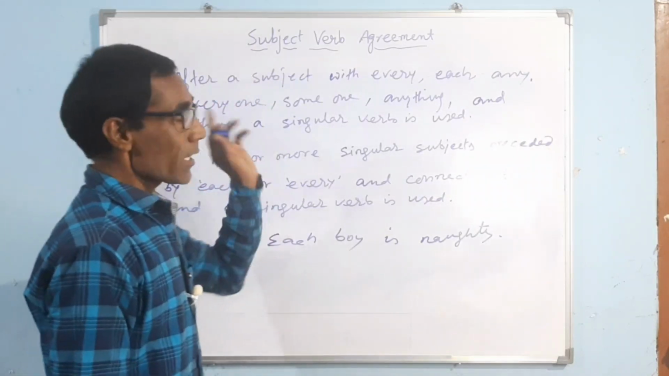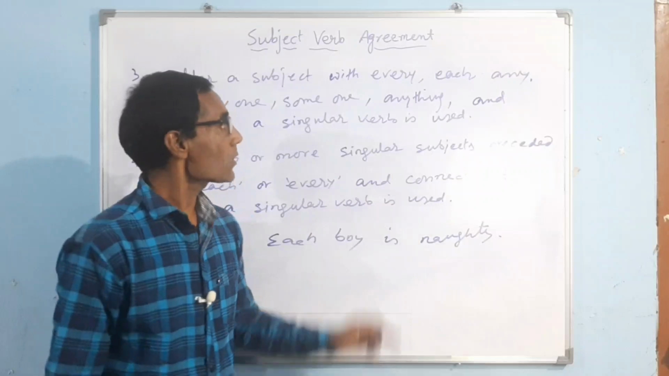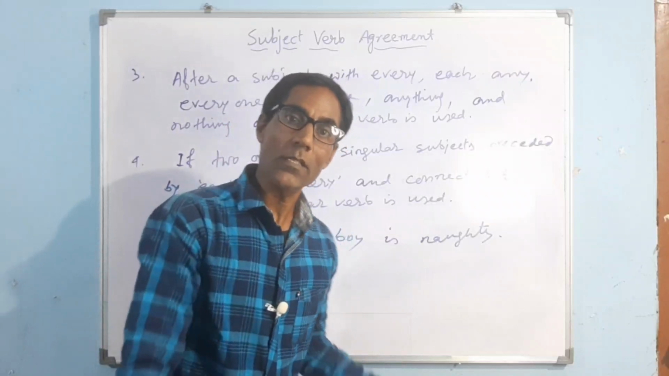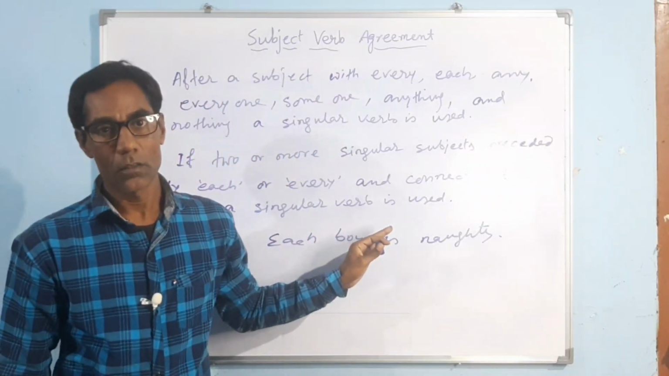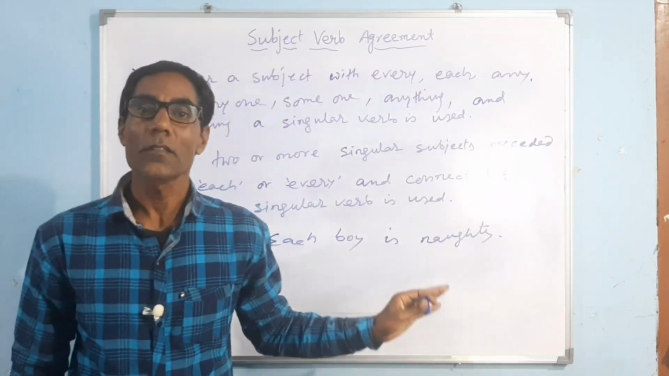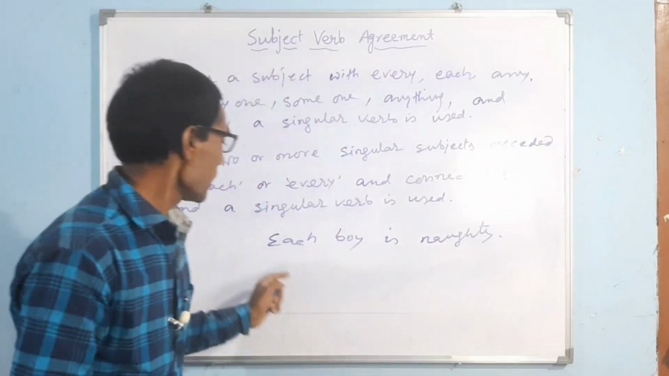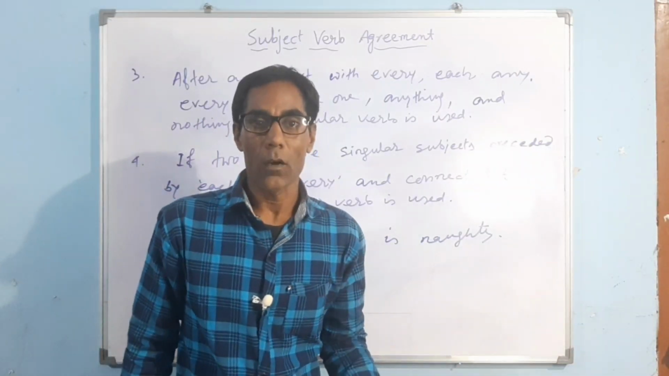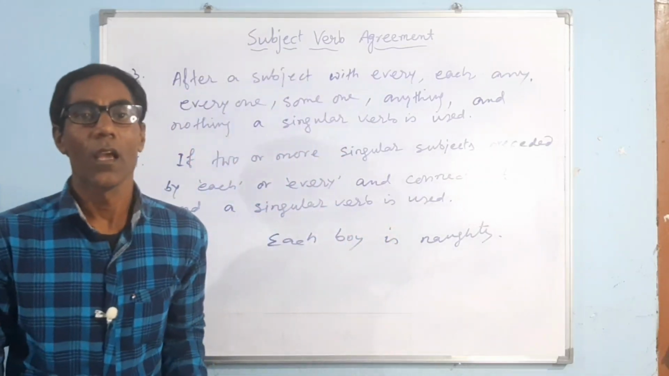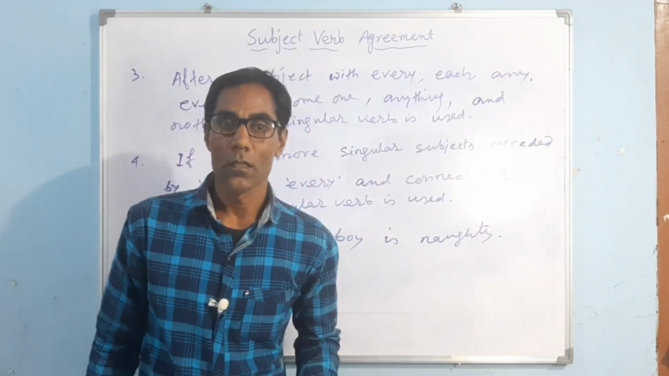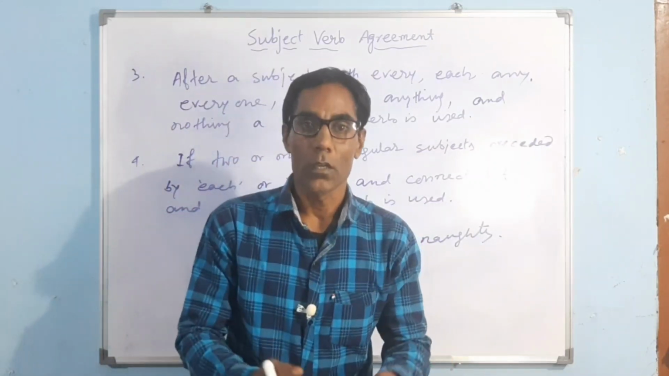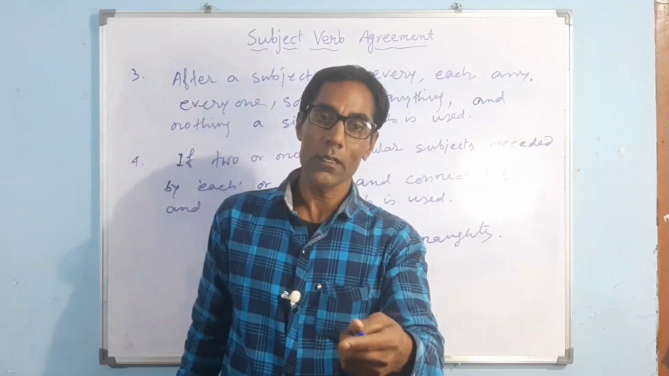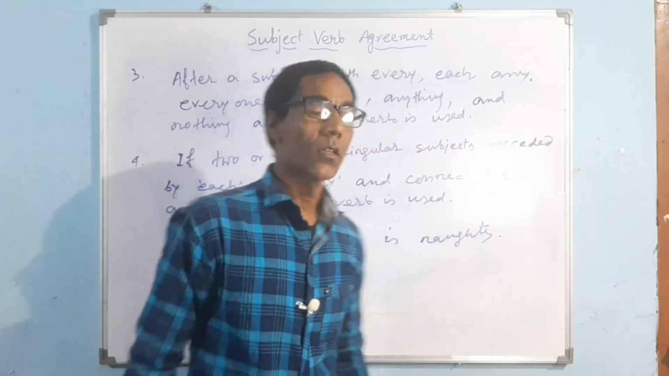So, what happens after a subject with every, each, any, someone, anyone, nothing, like this? You have to use a singular noun or pronoun. Therefore, a verb in singular you have to use. Like this: each boy is naughty, each boy was present in the meeting. Each boy were, or each boys were, you cannot write. Every boys or every girls were beautiful, you cannot write. You have to write each boy, each girl, each man, like this.